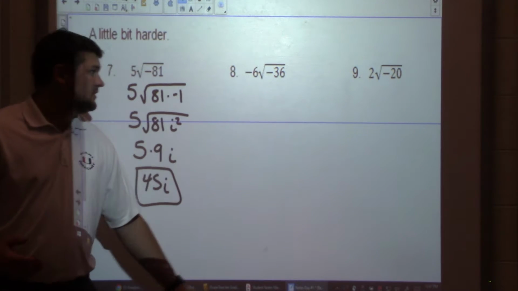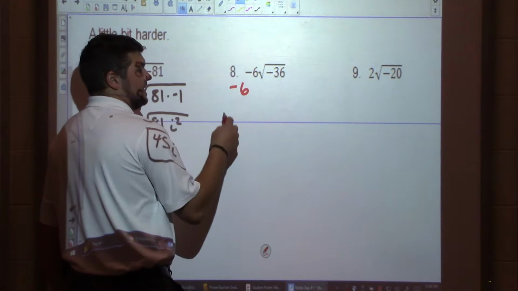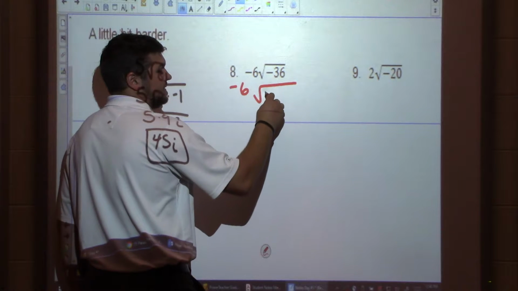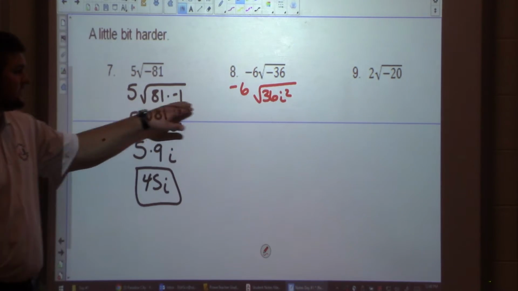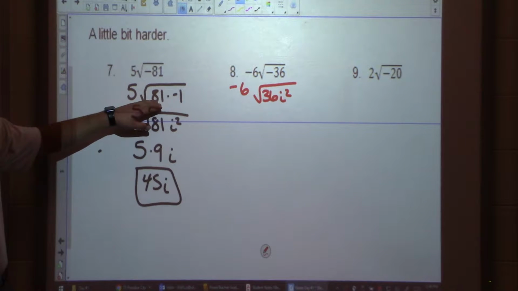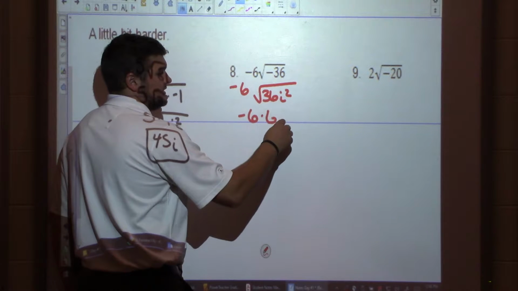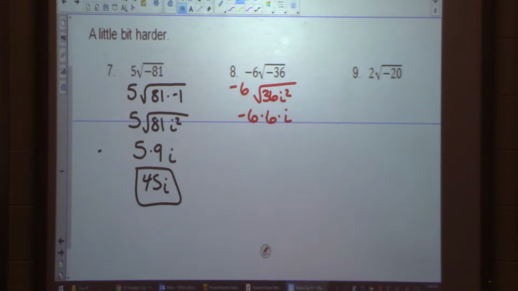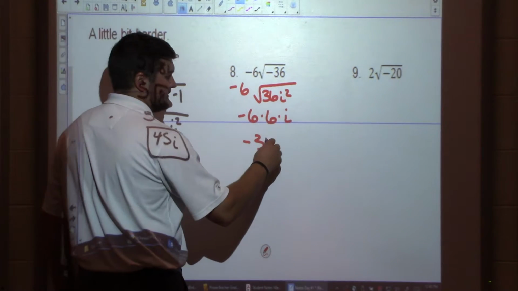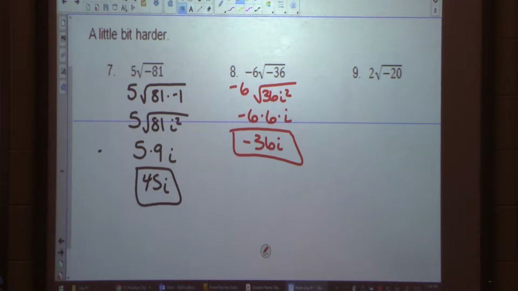Perfect. Same thing for the second one. Negative 6 times the square root of negative 36. I'm going to leave negative 6 alone for right now. It becomes the square root of 36 times i squared. Hey guys, is it okay if I jumped over this step? We all okay with that now? Yes. Okay. So I take the square root of 36 is 6. Square root of i squared is i. So negative 6 times 6 will be negative 36i. Good.